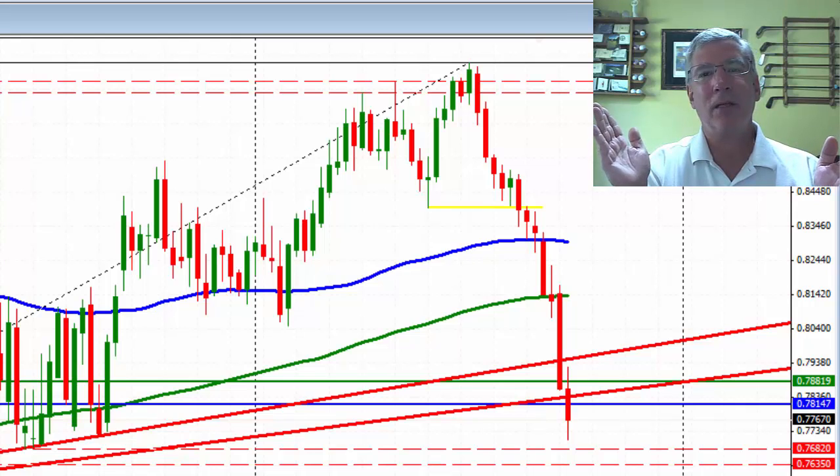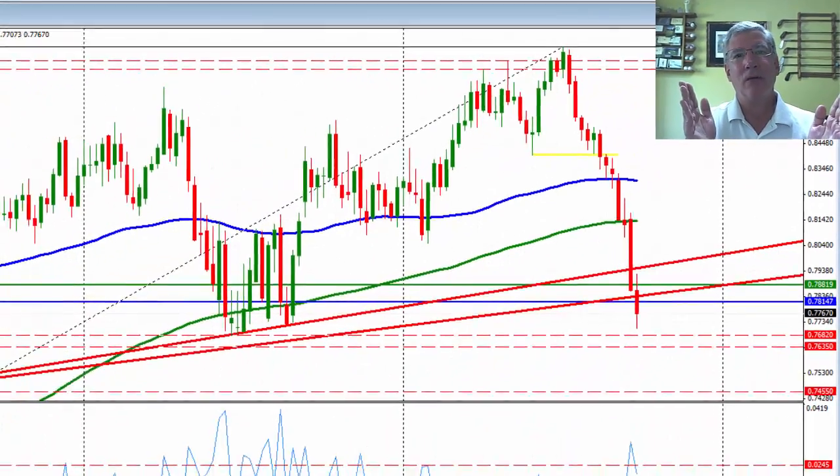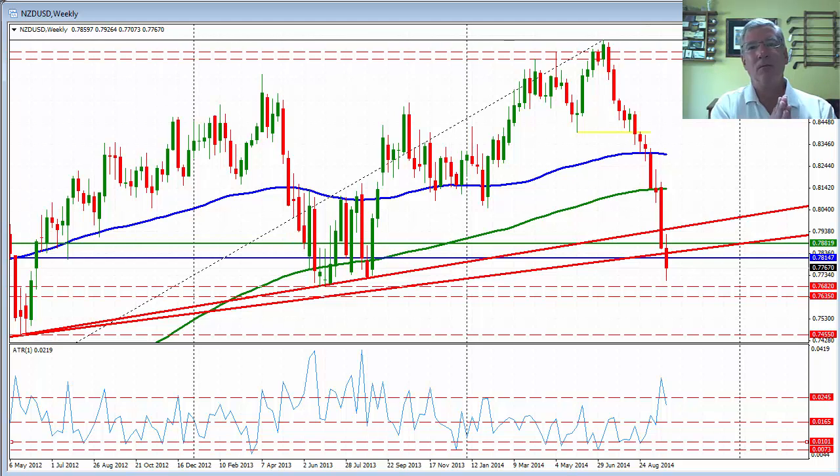It all hinges on the fact that we stay below the 78 to 78.15 level. If we do that, then I think the trend continues and we have the chance to move down to a minimum around the 76 level, maybe even down to the 76.35 level, maybe even down to the 76 level. Who knows? But the point is, we have our plan. Our plan is in place.